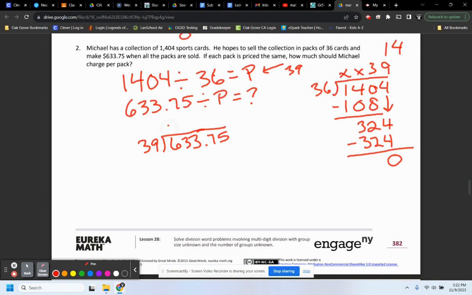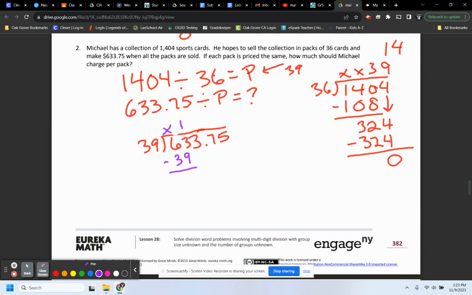So 39 doesn't fit into 6, but it does fit into 63. I'm going to go ahead and erase a little bit here to make that neater. Let me go back to the pen. Okay, I'm going to even change colors. All right, so now 39 does not fit into 6, but it does fit into 63. It's going to fit one time, and you're going to subtract your 39.